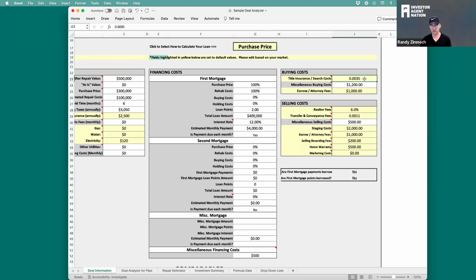Title insurance. I don't know for Florida if this is accurate. You might not know this, Eric. I don't want to put you on the spot, but I'm just going to leave it. Is that pretty close? Pretty close, probably. Miscellaneous buying costs, I'm going to put 1,200, between escrow and title and recording costs, whatever. Probably 2,200 is a fair number in closing costs. Or is that low?